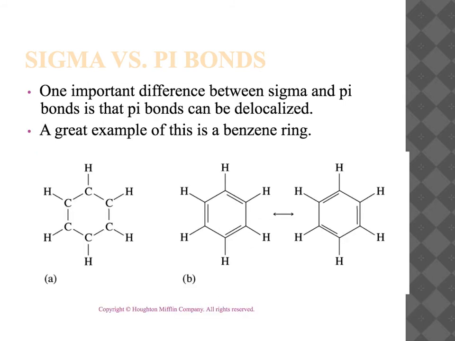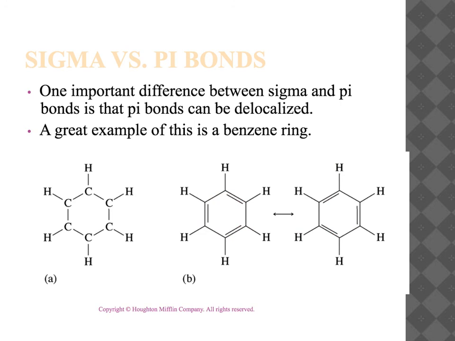Pi bonds are considered delocalized. This is a benzene ring, which you would talk about a lot in organic chemistry. It's not as common in this level of chemistry, but you see that you've got pi bonds here, here, and here, which is in resonance with this structure here, and the pi bonds are here, here, and here. So the pi bonds are able to move around the ring. We say that they are delocalized.